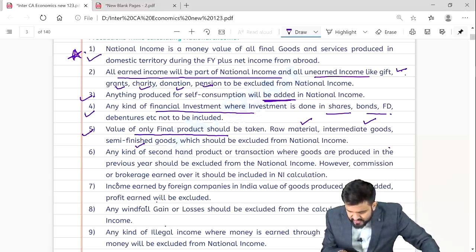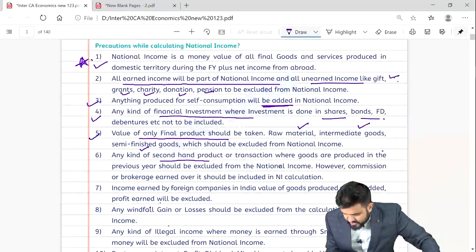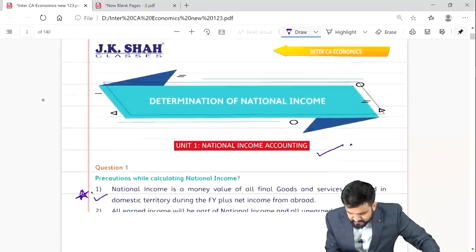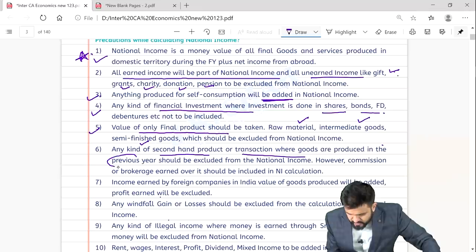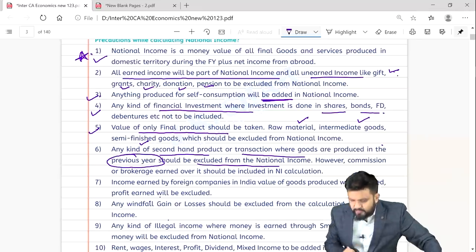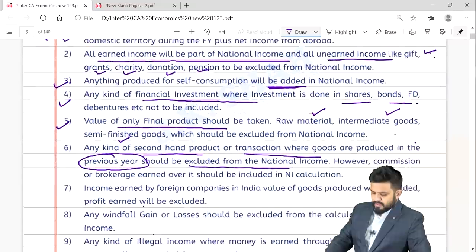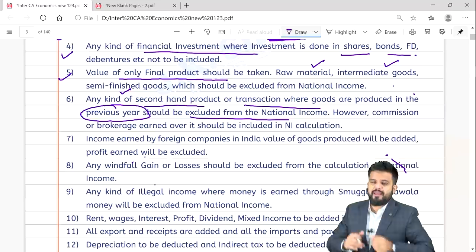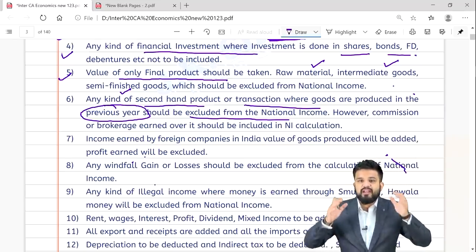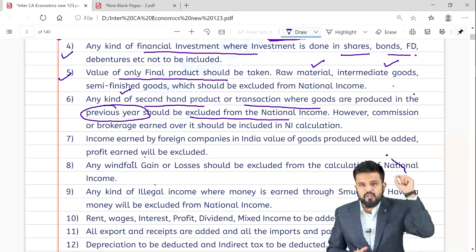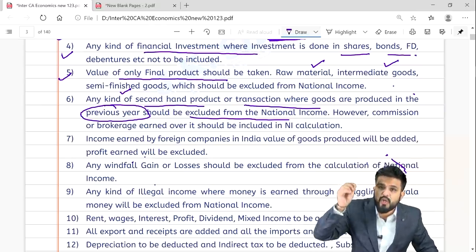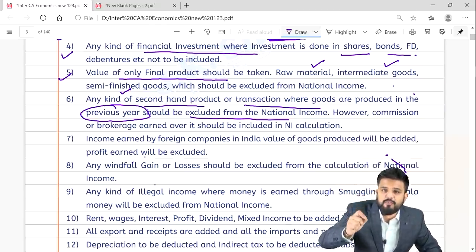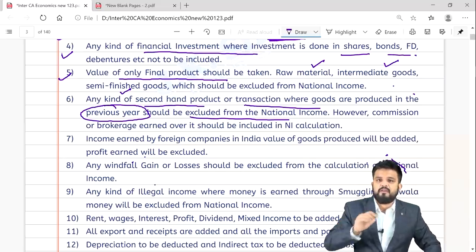Next, any kind of second hand product or transaction where goods were produced in the previous year should be excluded from national income. Now, anything produced in the previous year, like say, for example, a brand new car was produced in 2020, value of that car 10 lakh rupees, production was done in 2020. So in 2020 itself, that 10 lakh rupees got recorded in national income, got recorded in GDP.